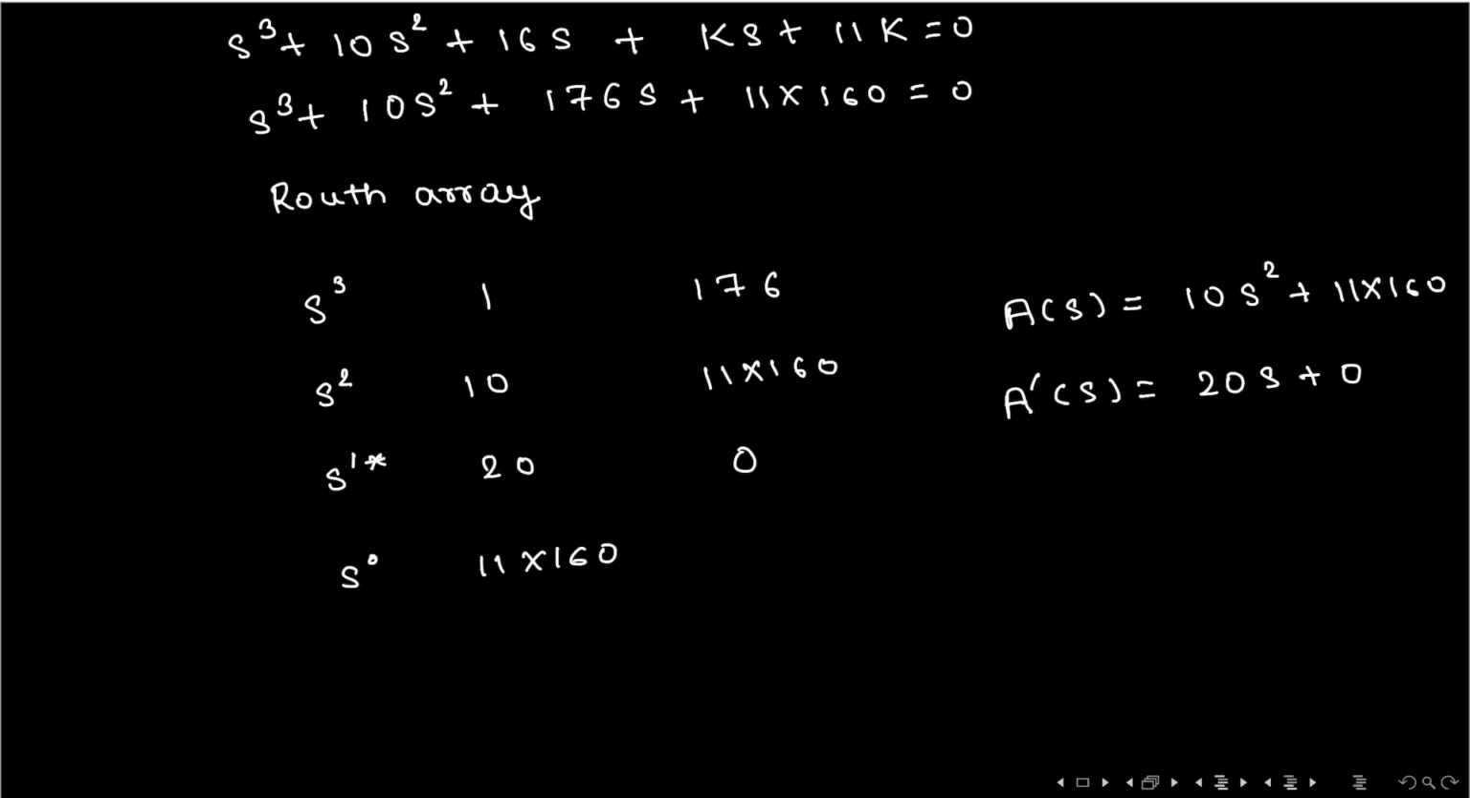We see here that the entries in the first column are positive, positive, positive and positive. Hence we can say that k equal to 160 makes the system marginally stable.